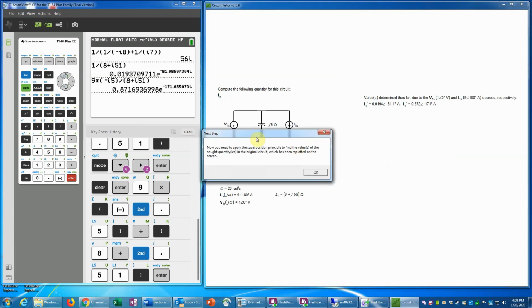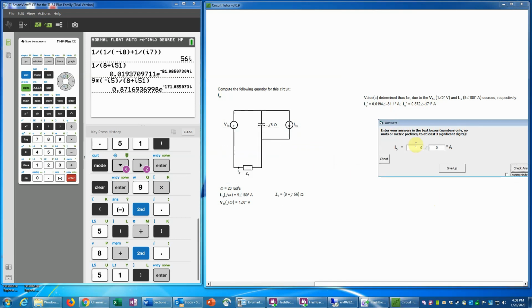Okay, so now we need to use the superposition principle to find the value of the total sought quantity. And there's the two values that we've already determined. It's recorded them on the screen for us. So basically, we just need to add those two values together, which is what you do in superposition. And I have those already here. However, remember that I couldn't use that number formatted that way. It won't accept it in the calculator.